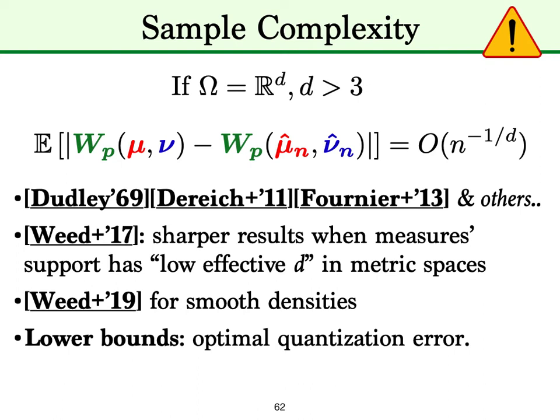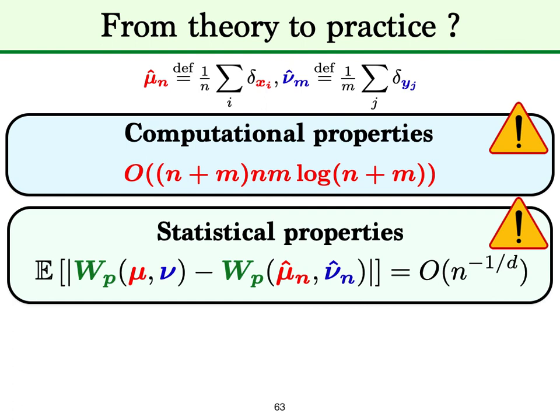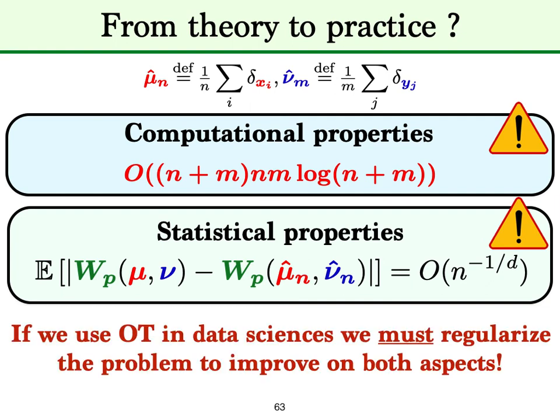And those results, as you can imagine, come in very different flavors depending on what is the p exponent that you're using, what is the assumption that you're making on the measures mu and nu. But overall, let me just say that the picture is pretty bleak. So there's two big roadblocks that should prevent you actually from using optimal transport, but it turns out that we still do. So how come?